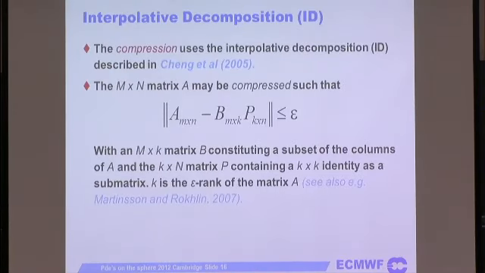And some detail on the compression itself, this is in the paper from Cheng et al. They call it the ID, an interpolative decomposition, the essence of which is that you have your original matrix A, m by n, and you make a new matrix B, m by k, times P, k by n. And the difference between the two, using some norm, should be smaller than some epsilon. So this is your approximation, if you like. Your P contains a k by k identity submatrix, and your k is the epsilon rank of the matrix A. And that's the essence of the compression of each of the submatrices that you use.